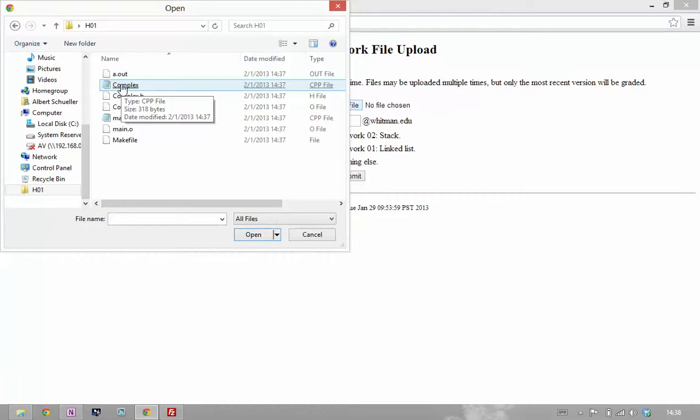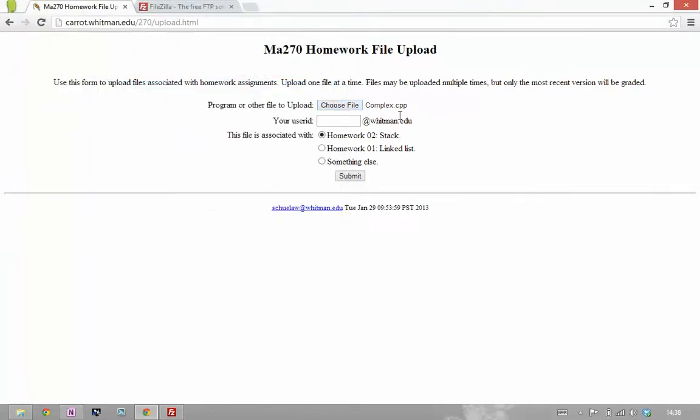So then I can pick files like complex.cpp. I can just click on it, and now it's there. I can't even misspell it if I want to. And type shula and linked list or whatever, and then click submit. And that is an actual honest-to-goodness success message, not a fake one.